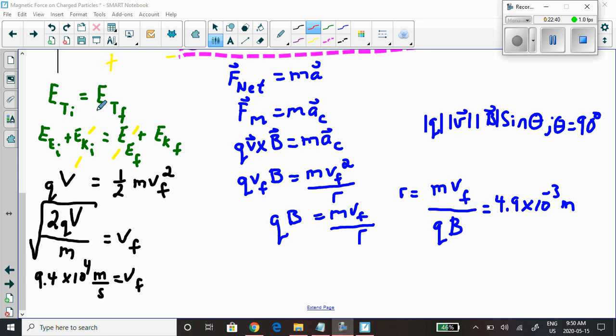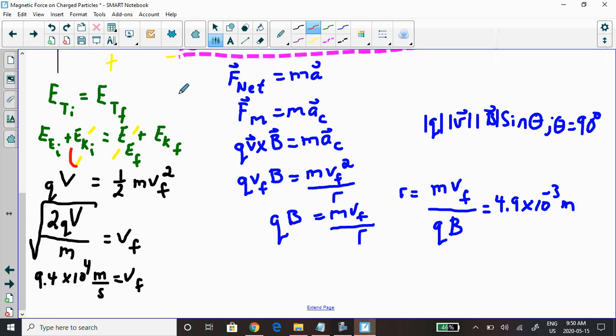This is what we're going to do then. Total energy initial is equal to total energy final. So when that proton is on the positive plate, it's not moving, right? It is not moving. That means it has no kinetic energy. It's all electric potential energy, which will equal the charge of the particle times the voltage there, 46 volts.